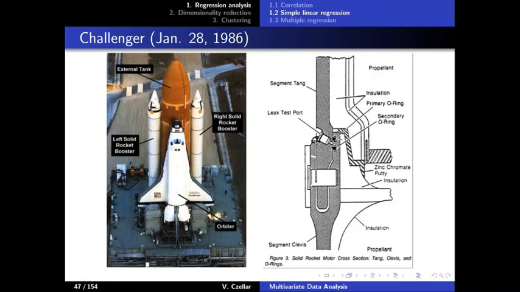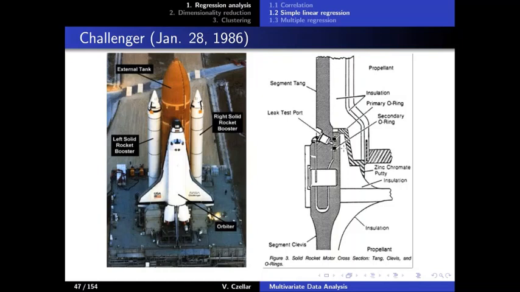NASA knew it because they had 24 safe, successful flights before this Challenger disaster. After each launch, they recovered the solid rocket boosters from the ocean, and they counted the number of O-rings that were damaged. And for security reasons, they actually had 2 O-rings, one below the other one. In case one breaks, there is still the other one that holds. If 2 on the same joint break, well, this leads to an explosion, which is what happened during this disaster.